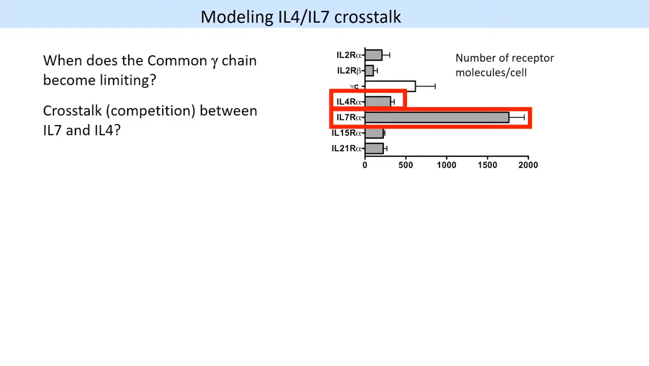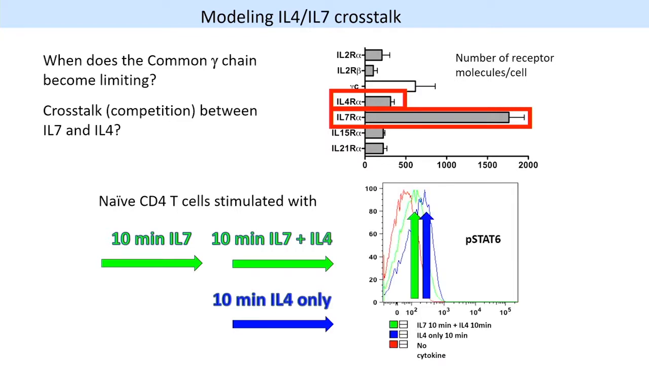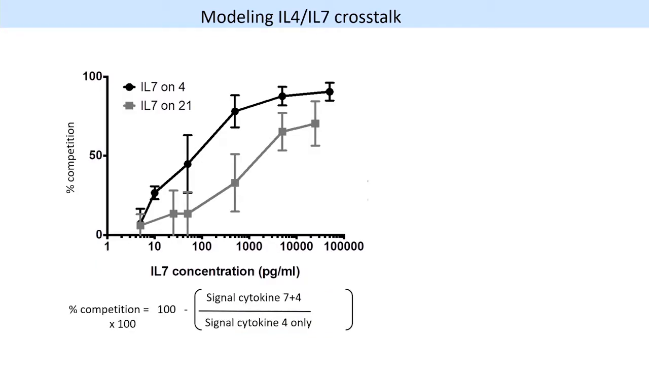So we focused on IL-4 and IL-7 signaling because they have quite different biological meanings for the cells that receive these signals. And what we did was we stimulated naive CD4 T cells first with IL-7 alone, and then we added IL-4 and compared this to the outcome you would get when you give only IL-4. And indeed, what we found was that the STAT6 response downstream of IL-4 was suppressed by the pretreatment with IL-7. And this was an effect that was dose-dependent.